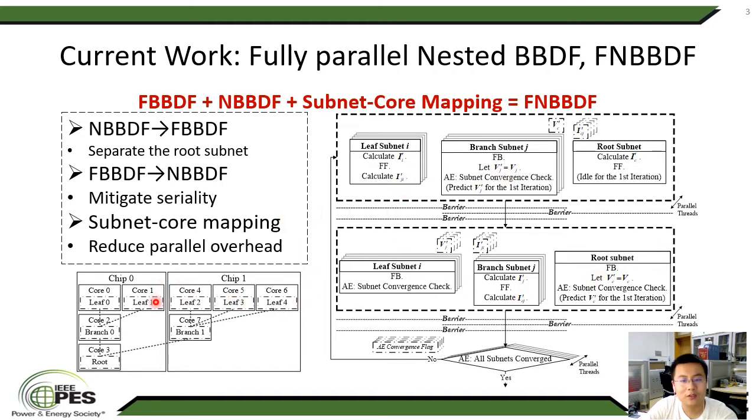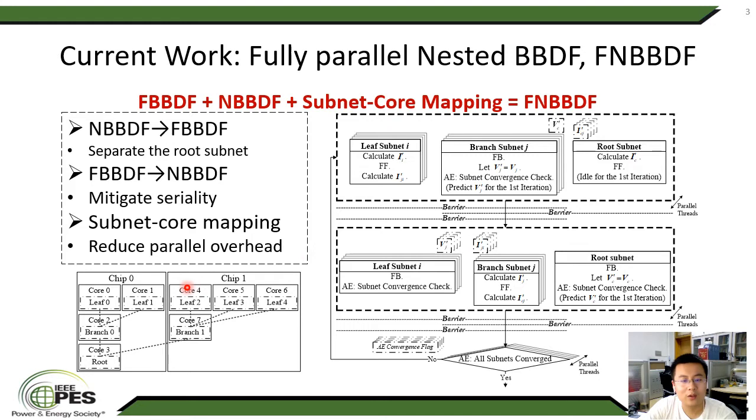Meanwhile, the computing tasks are also bound to certain cores under the same principle. Leaves and branch are assigned to cores on the same chip. Therefore, by introducing the NBBDF method to the FBBDF method, the root subnet of the FBBDF method is separated. By introducing the FBBDF method to the NBBDF method, the seriality is eliminated. By utilizing the subnet core mapping, the parallel overhead is reduced. Of course, a higher speedup can be expected.